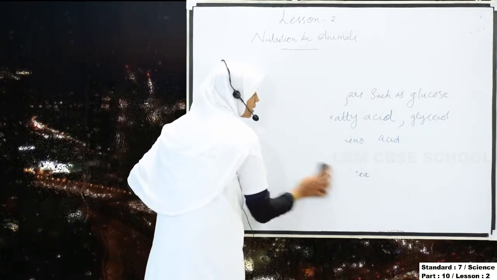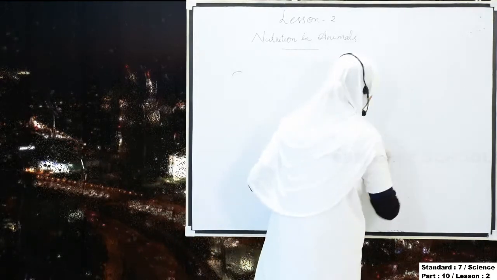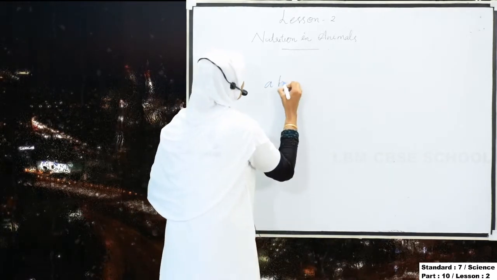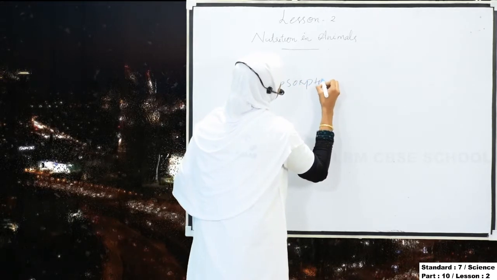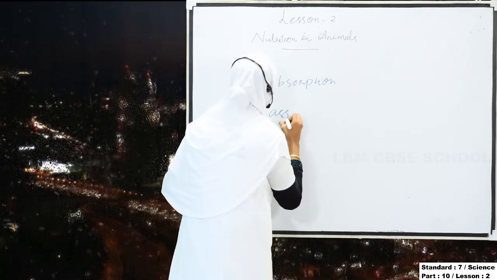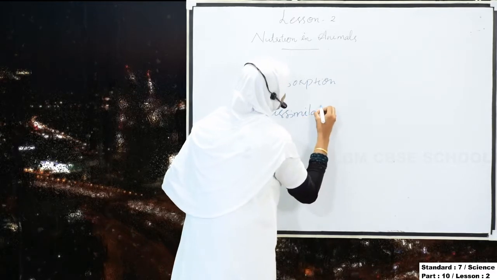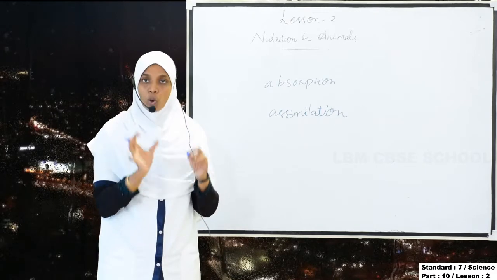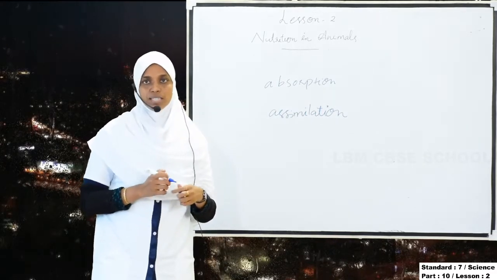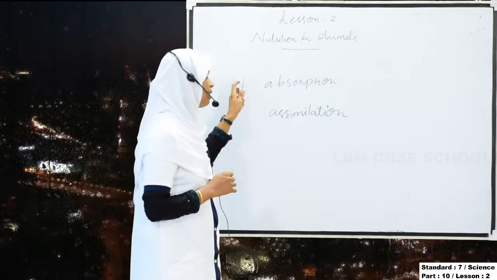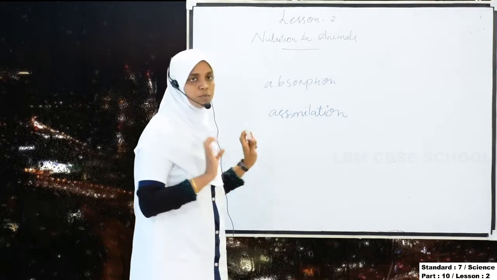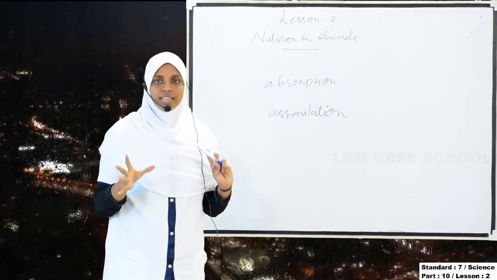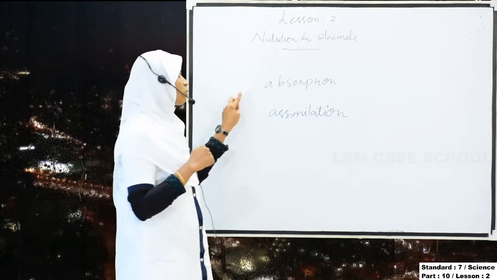Now we are discussing the small intestine. In the small intestine two processes take place, that is absorption and assimilation. So the digested food helps to build complex substances like protein, and that process is called assimilation. In the small intestine, the food reaches the walls of the small intestine and it receives the food. That process is called absorption.